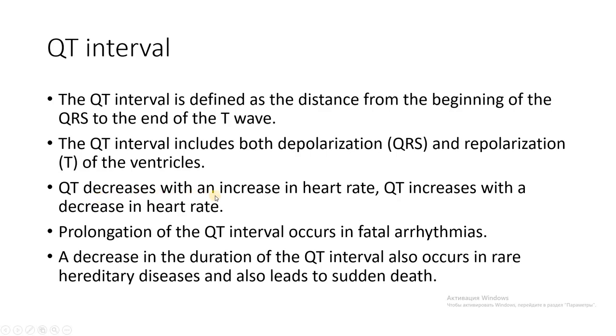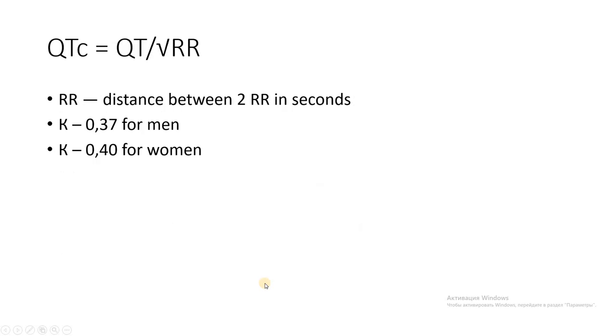QT decreases with an increase in heart rate. QT increases with a decrease in heart rate. Prolongation of the QT interval occurs in fatal arrhythmias. A decrease in the duration of the QT interval also occurs in a rare hereditary disease and also leads to sudden death.